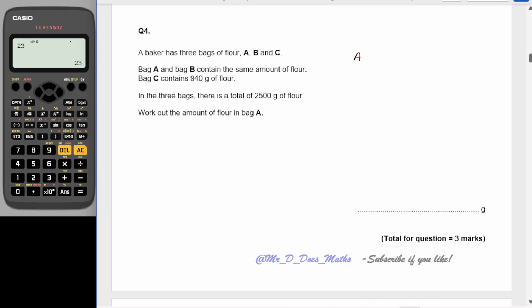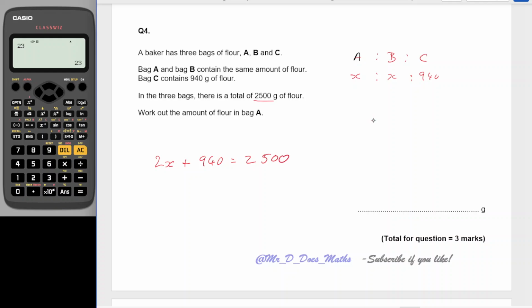So if I just extract this information, just to make it a bit easier for myself. Bag A and B contain the same amount, so I'm going to call that x for now. And bag C contains 940. And then the sum of that is 2,500. So in effect, 2x plus 940 must be equal to 2,500.